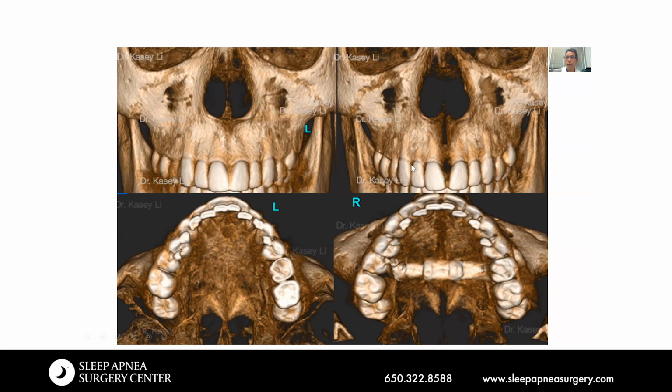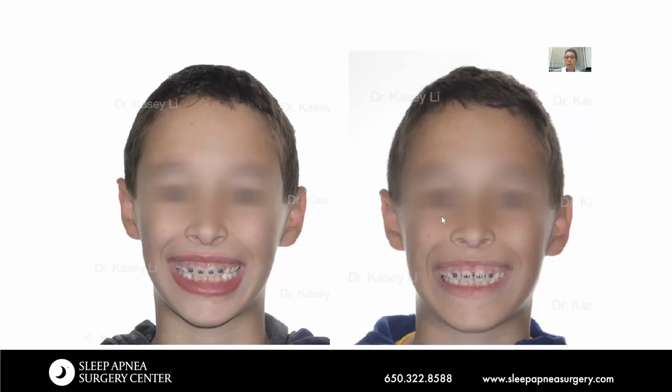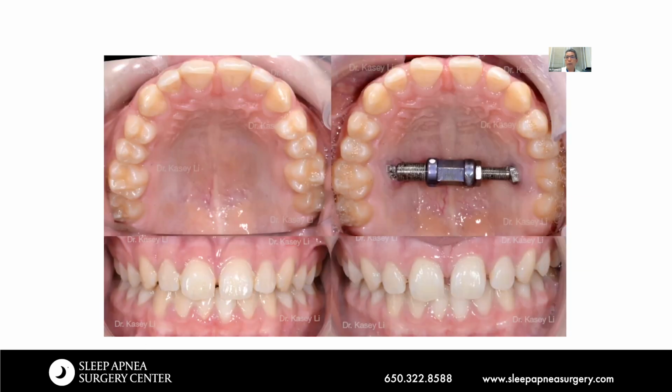The nose is opened up entirely. Now you'll say, oh, 10-year-old, that's easy. You're right. It is easier for a 10-year-old, but you see no displacement of the teeth. It's all bone, okay? 14-year-old, nasal obstruction. It's self-explanatory. The palate's widened significantly.